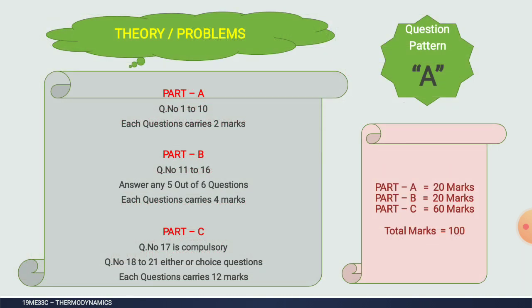Then the next slide is about the question pattern for our subject. In the question paper we have 3 segments: part A, part B, part C. Part A has 2 marks each, which is equal to 20 marks, part B has 4 marks each, which is equal to 20 marks, and part C has 5 marks each, which is equal to 60 marks.